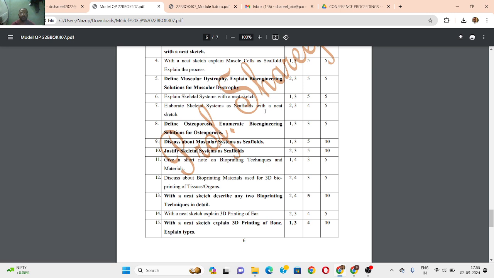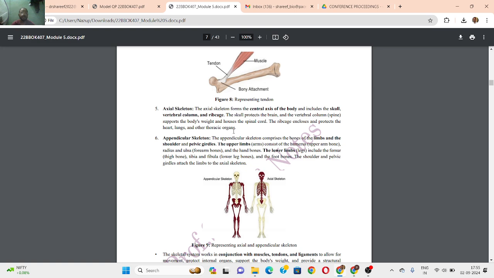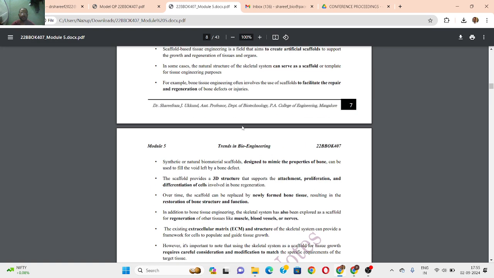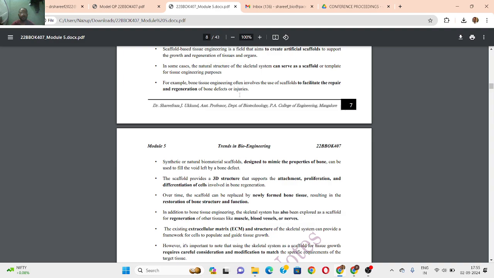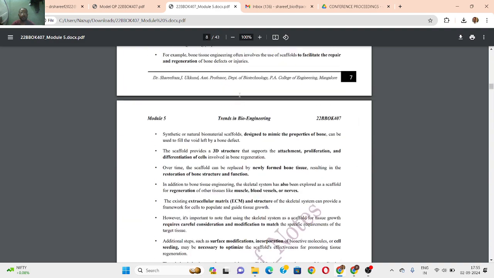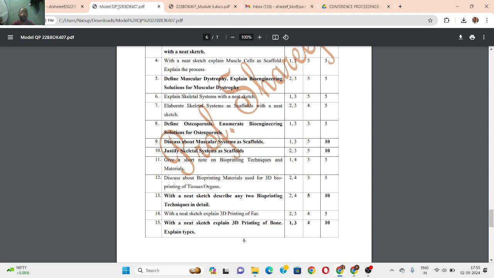Next, elaborate skeletal systems as scaffolds with a neat sketch. So now the skeletal system as scaffold can be asked for 5 marks. Here there are around 10 points. You should write all the 10 points. So half a mark for each point. So you will get the 5 marks for sure.